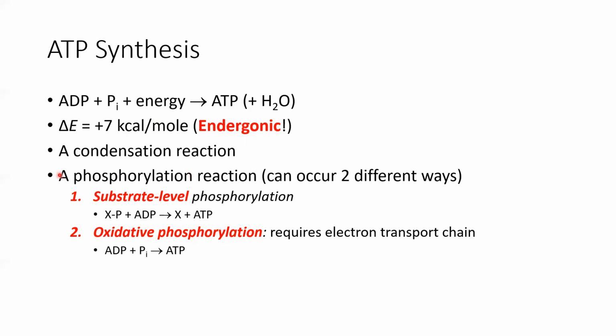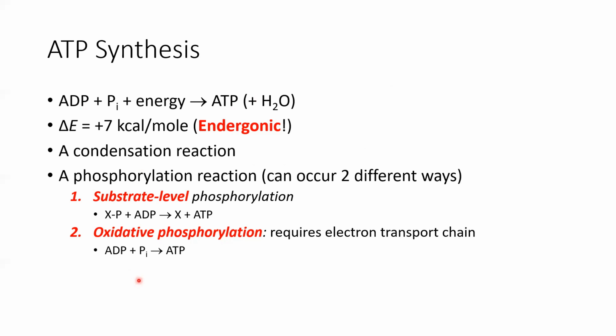We can also consider this to be a condensation reaction. Anytime we make water as a byproduct, it's going to be a condensation type of reaction. And then there are 2 ways that we can do this inside our body. There are 2 general ways of adding that phosphate onto ADP in order to make ATP to be used later on. Now, the first way is called substrate level phosphorylation.